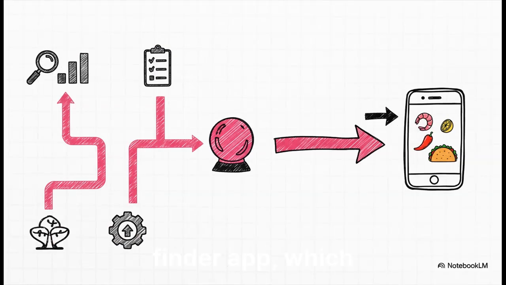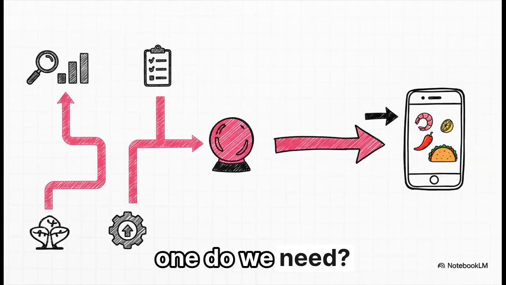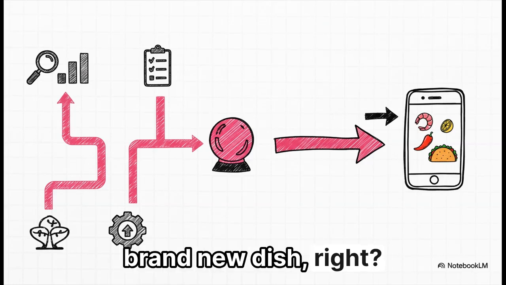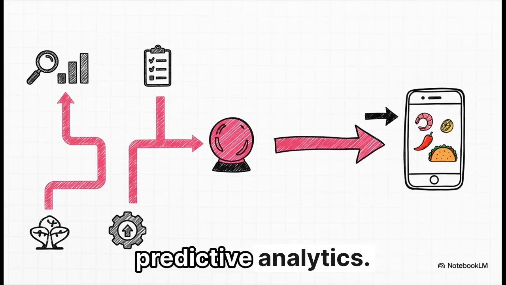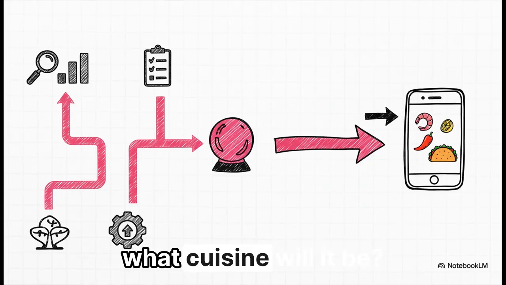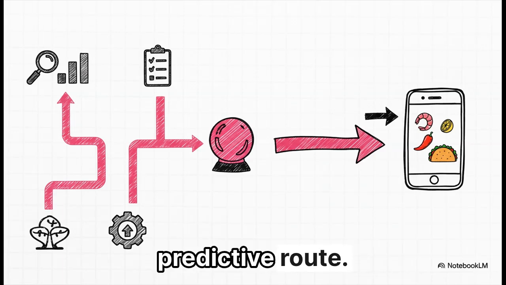So for our Cuisine Finder app, which one do we need? Well, we want our app to predict the cuisine for a brand new dish, right? That is textbook predictive analytics. We're asking the data, if we mix these things, what cuisine will it be? We've officially picked our path on the map. We're going the predictive route.